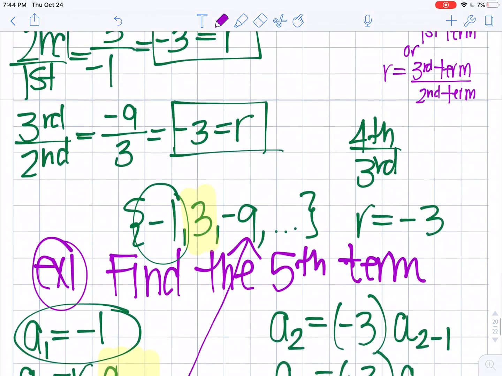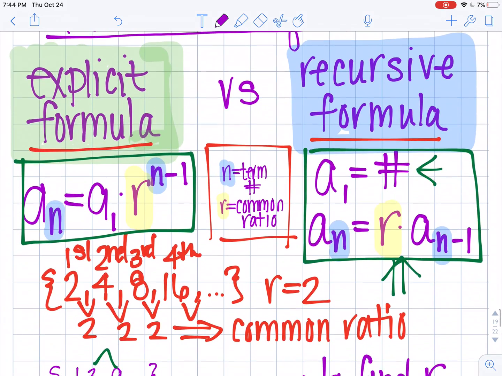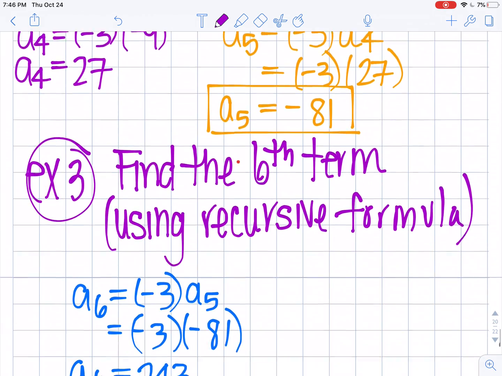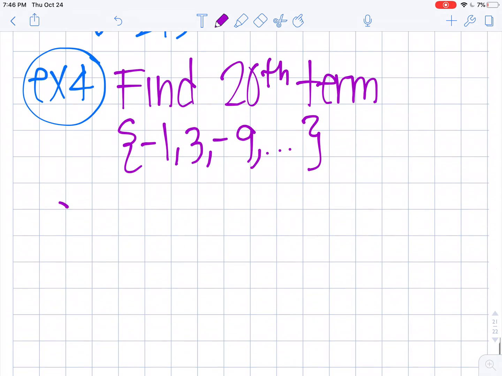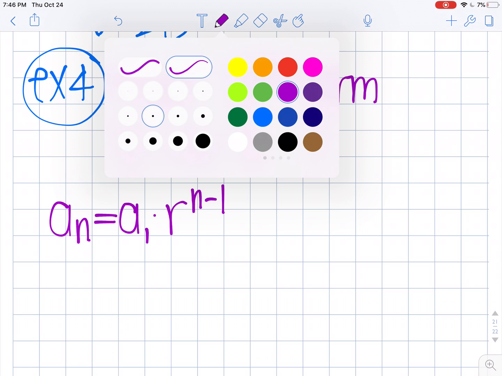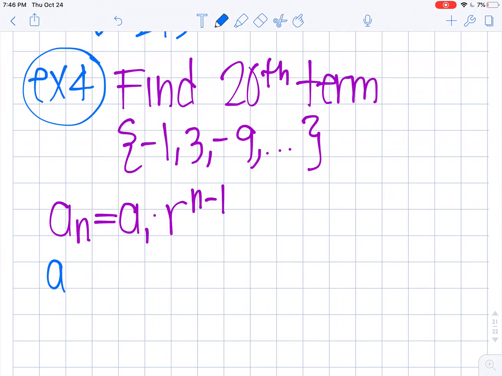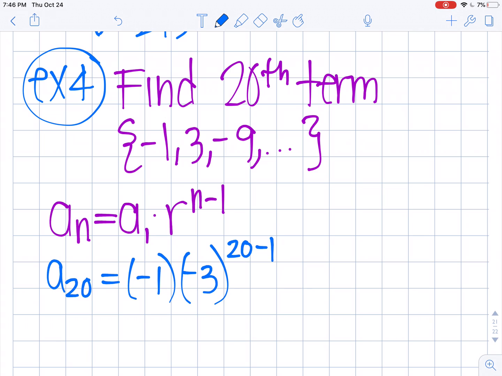So let's go up here, and we're going to write down our explicit formula. My term number, my a sub n, is equal to my first term times r to the n minus 1. Remember, n represents my term number, so I'm trying to find my 20th term. So a sub 20 is equal to my first term, which I know is negative 1, times my common ratio, negative 3, to the 20 minus 1.